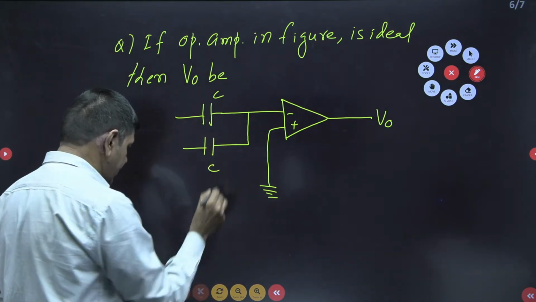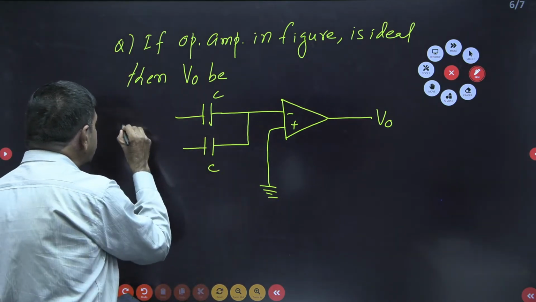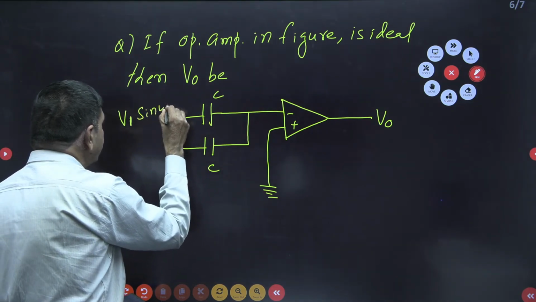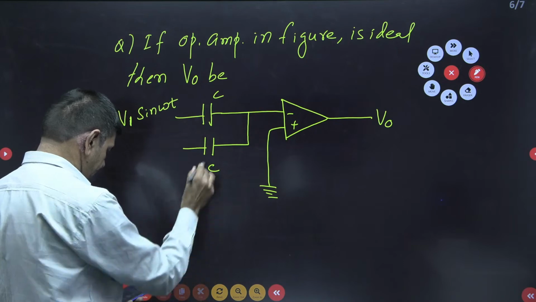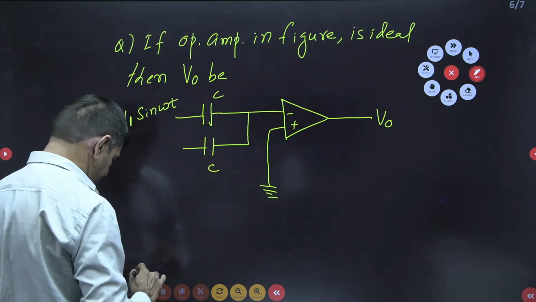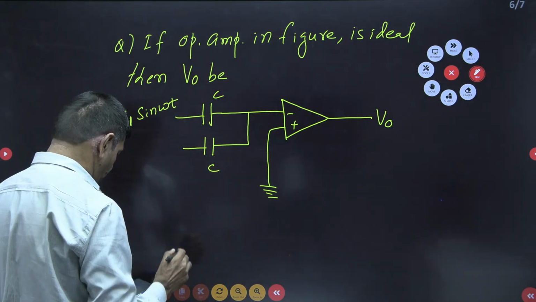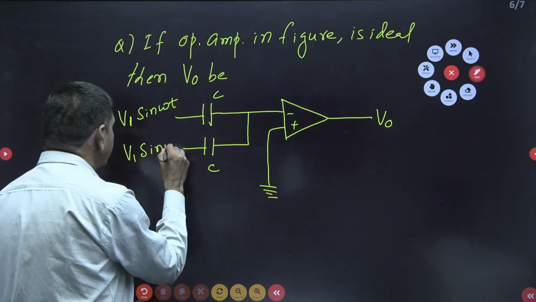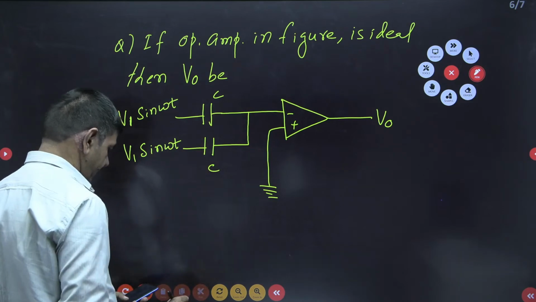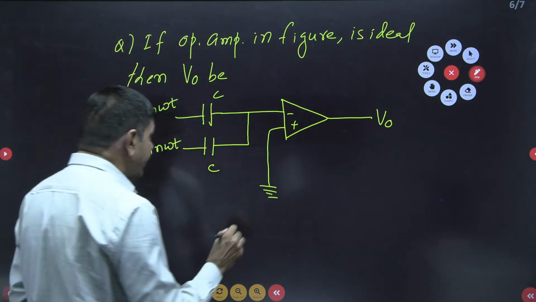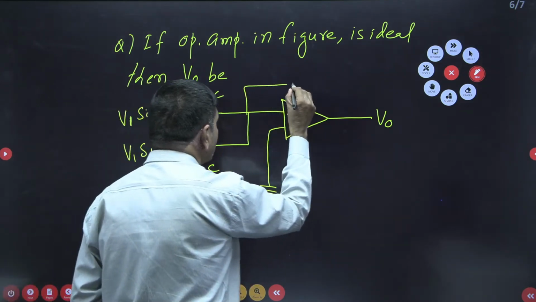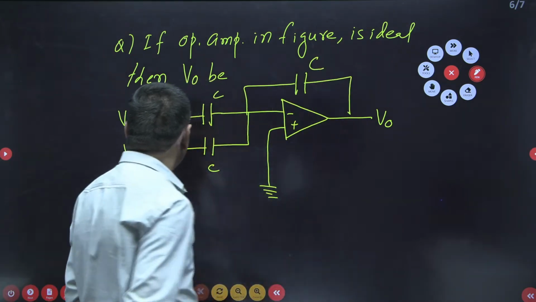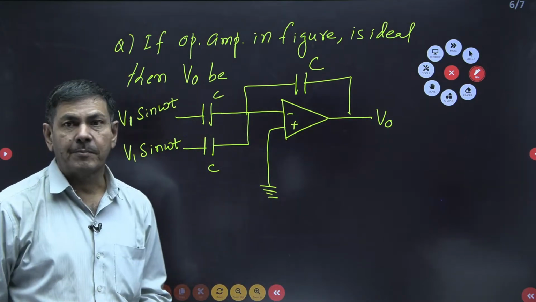This C is also given. This voltage is given as V1 sin omega t, and this input voltage is also V1 sin omega t. And here it is connected with one more capacitor, C is given here. That is the given problem.